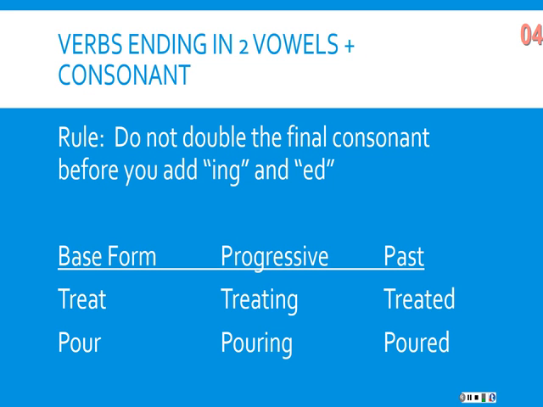So treat has one T, treating also has one T, treated has one T. Pour has one R, pouring, one R, and poured, one R.